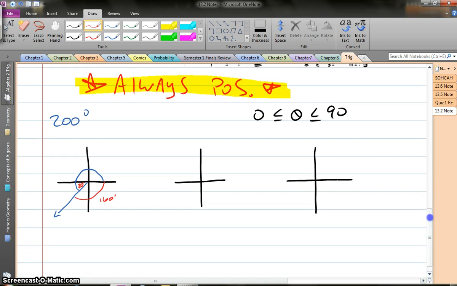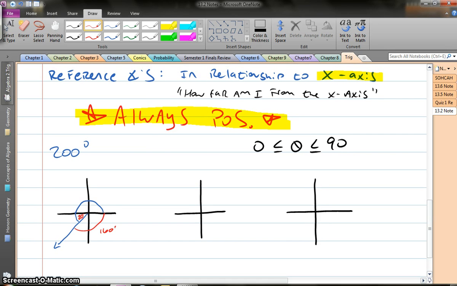All right, and remember, what did my quote say? How far am I from the x-axis? All right, you want to be closest to the x-axis. In this case, 20 would be my reference angle. And just a little look into the future, I could draw a perpendicular line here to create a triangle. That's where trig comes in.